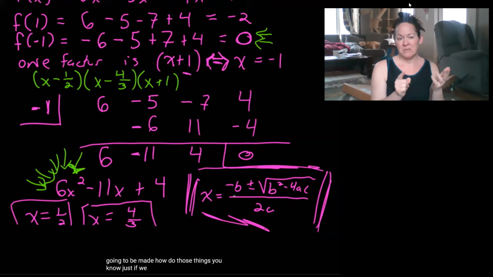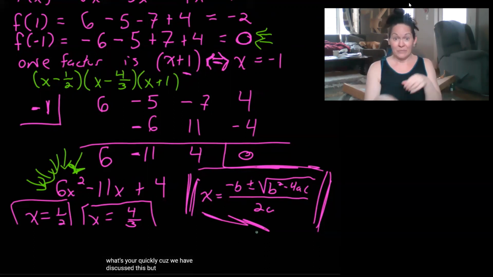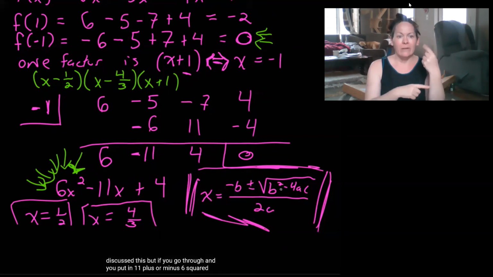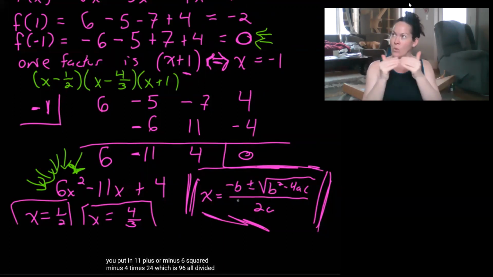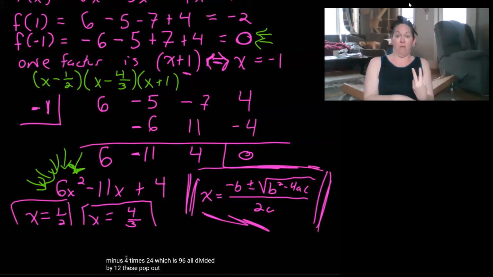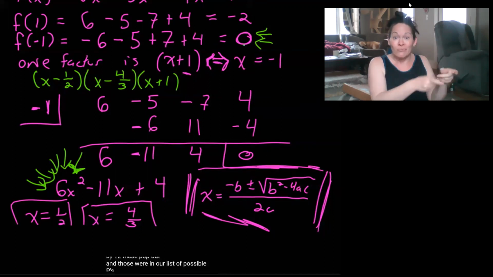You notice if we plug these in and run through and do the quadratic, which I went through quickly because we have discussed this, but if you go through and you put in 11 plus or minus the square root of 6 squared minus 4 times 24, which is 96, all divided by 12, these pop out, right? And those were in our list of possible P's and Q's.